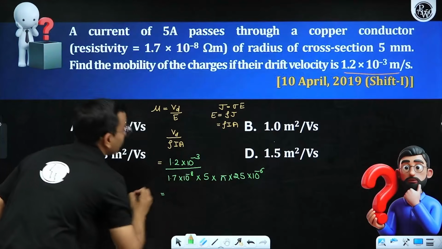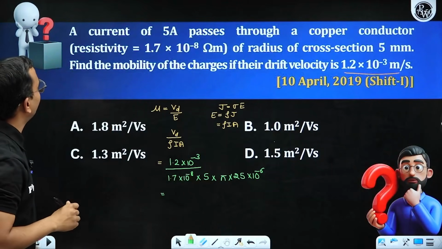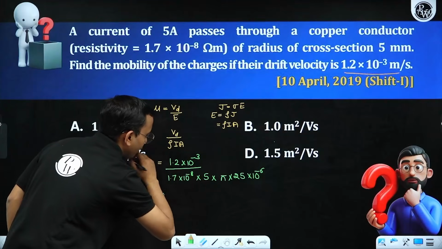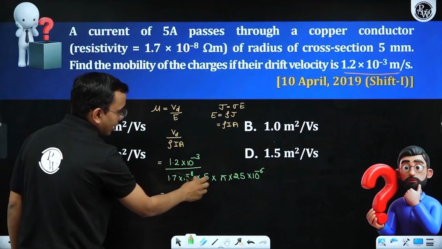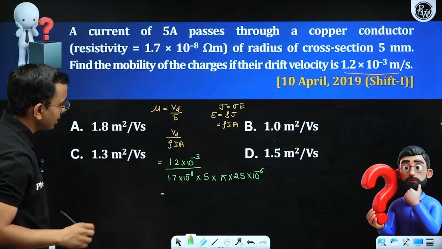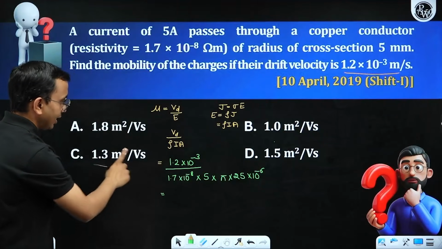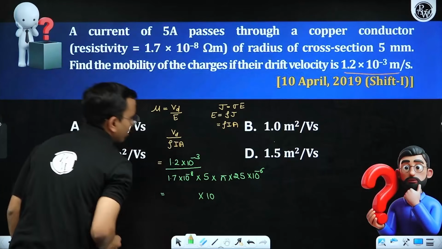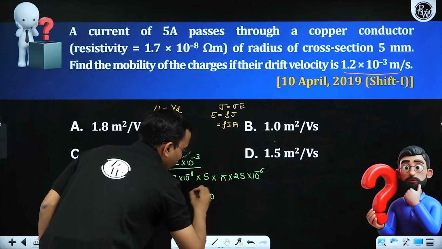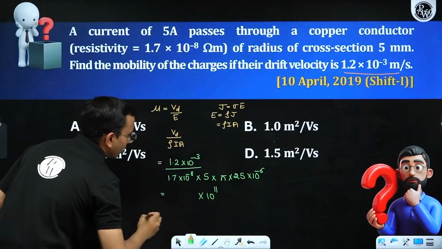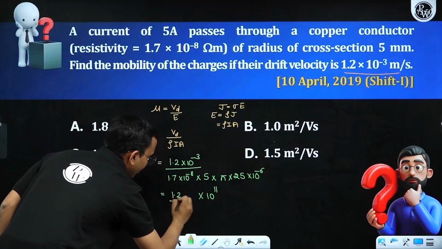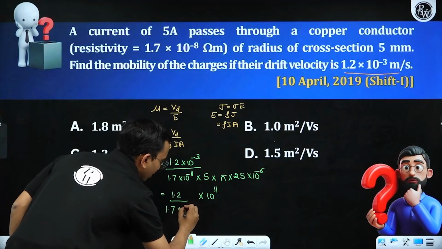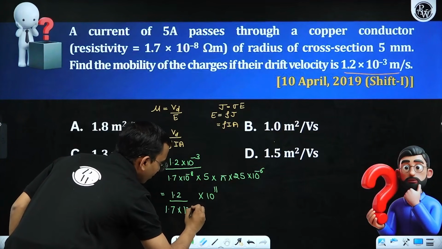Now everything is fine. Okay, now from here if I see what it will become, this is 10 to the power minus 8, so 10 to the power minus 14, okay, 8 and 6 is minus 14, it will go in the numerator, so this will become 10 to the power, 14 minus 3 is 11, and this is 1.2 divided by 1.7 into 5 into 25, that is 125 into pi.